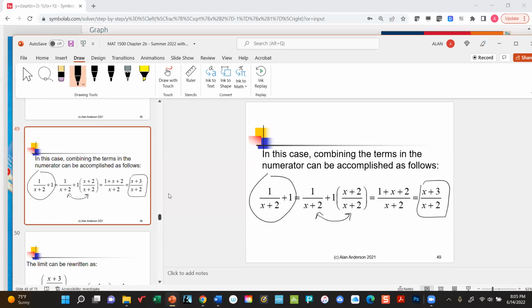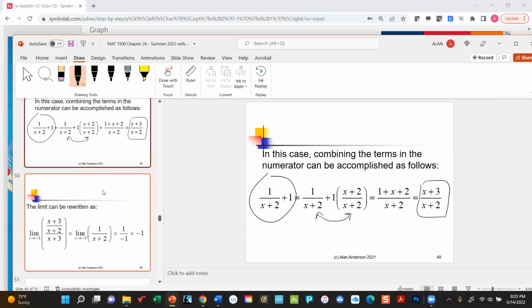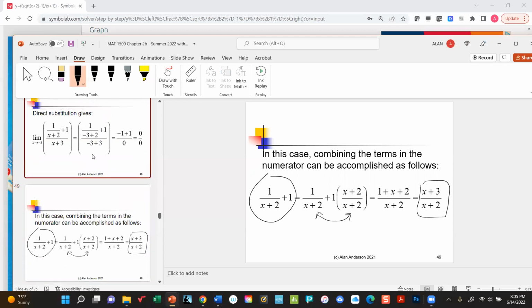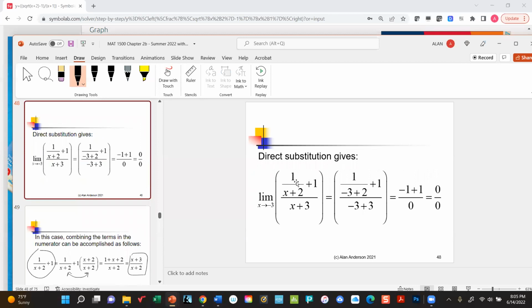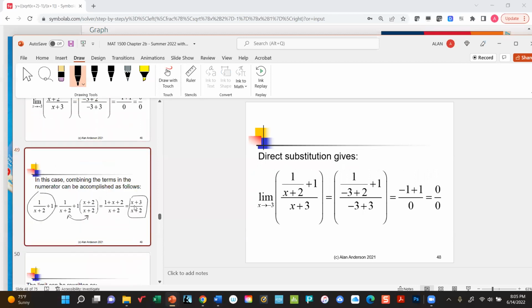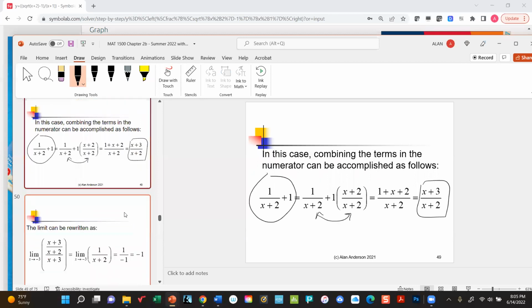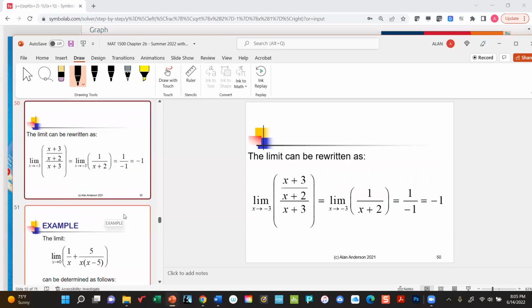So now we put that back into the original limit. Remember, it started out like this. So we're going to replace the numerator with (x plus 3) over (x plus 2). And you'll see that actually makes things a lot simpler for us. So it reduces very nicely to 1 over x plus 2, and then the negative 3 goes in here, and we end up with 1 over negative 1, which is just negative 1.